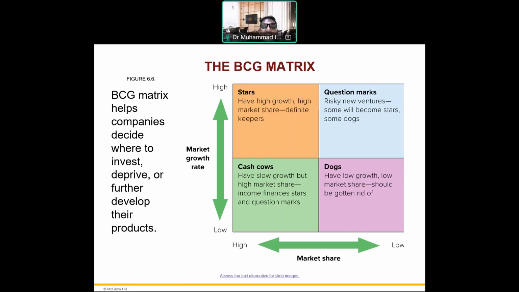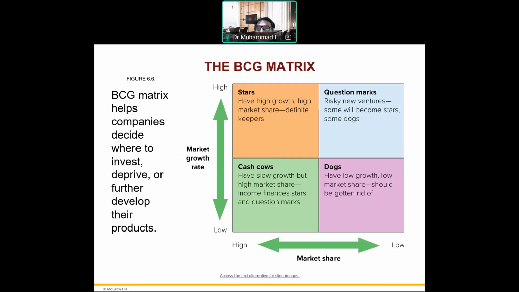So we can say here it is a growth strategy. In simple meaning, stars mean the growth strategy. The cash cow has slow growth but high market share, income, and finance. Stars can become cash cows, and question marks also can become cash cows. Here we can say it is only stability, whatever they are producing, just maintaining that position. So we can say the stability strategy here.